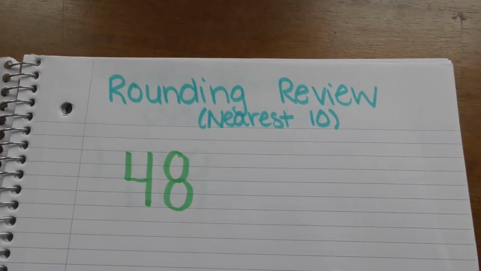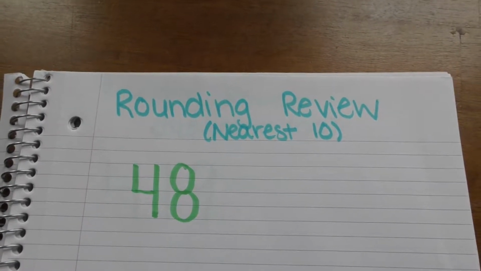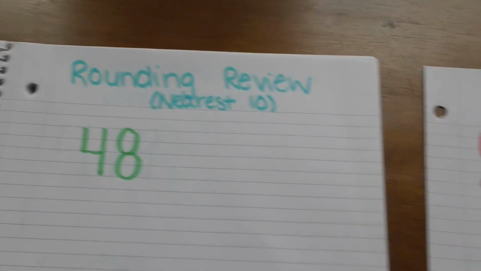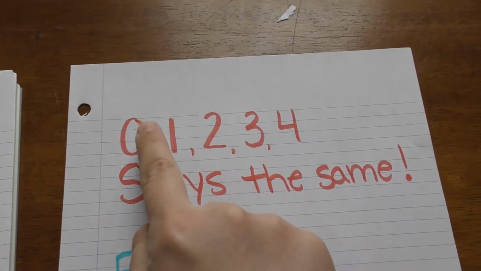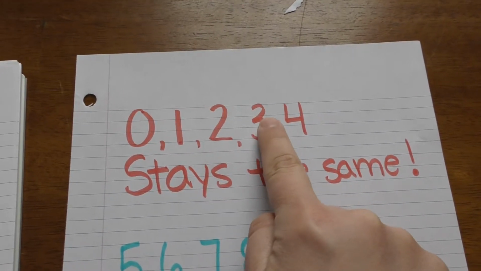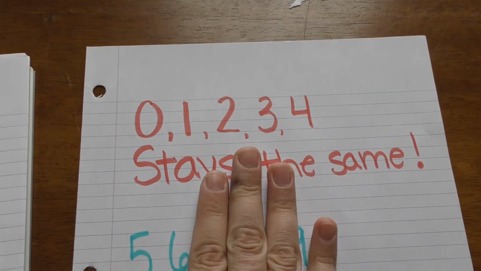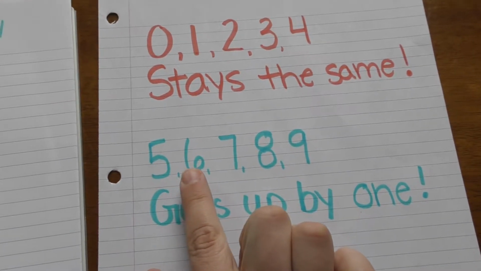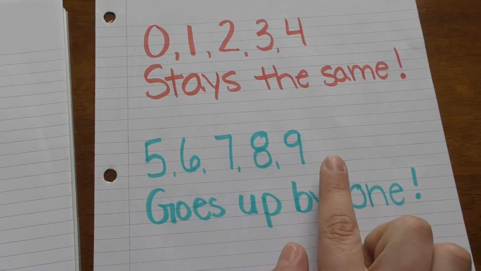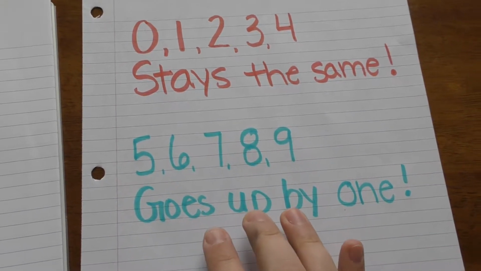Okay, today we are going to review rounding to the nearest 10. Now, there's a little trick with rounding. If the number to the right of the number you're rounding is 0, 1, 2, 3, or 4, then the number you are rounding to is going to stay the same. If it is 5, 6, 7, 8, or 9, the number you're rounding to is going to go up by 1.